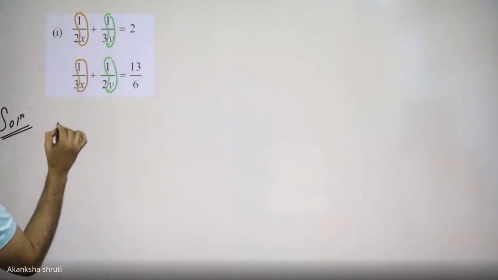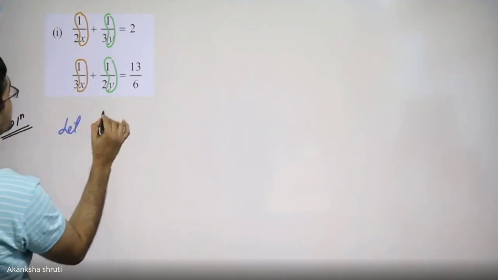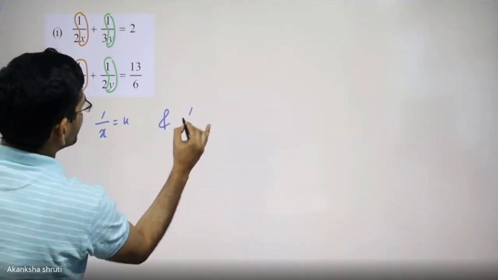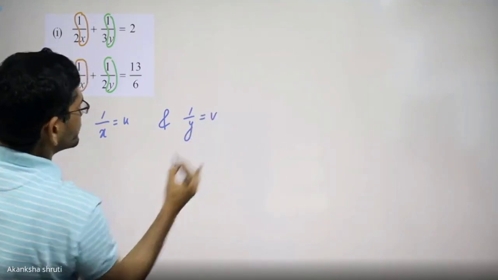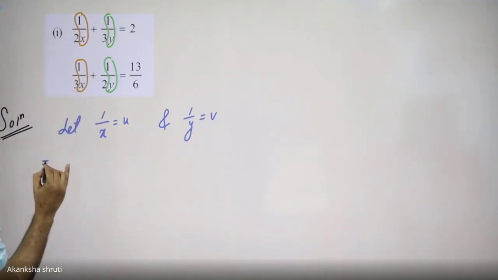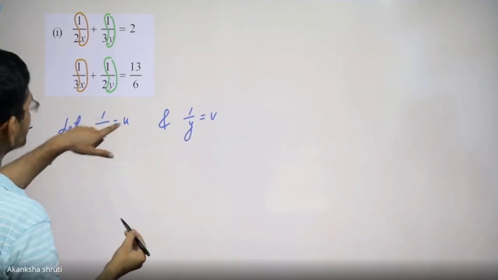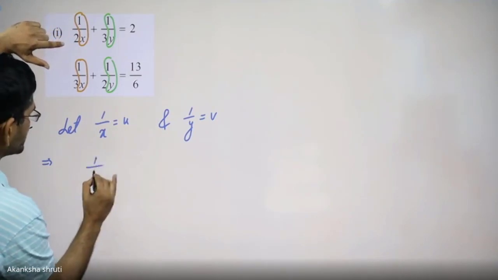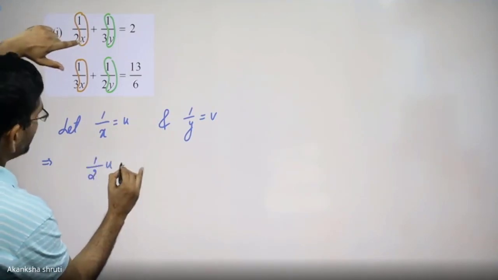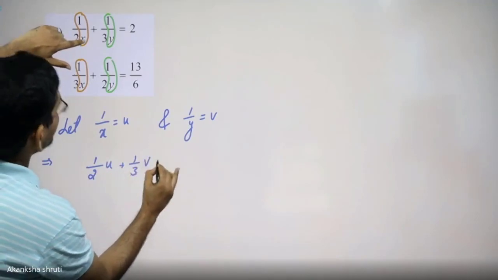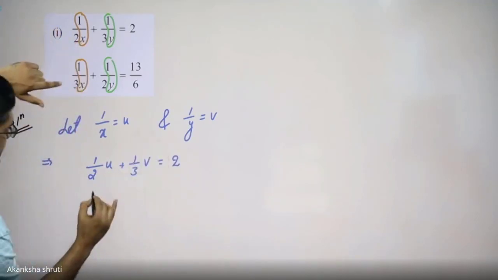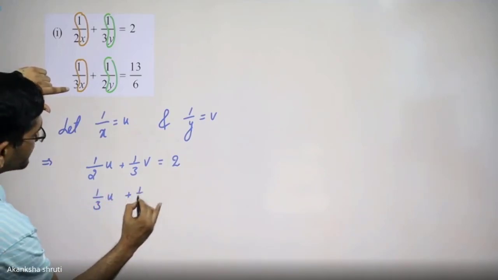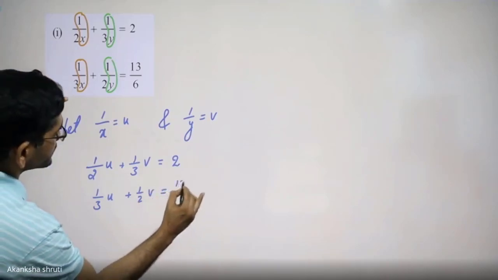So the proper substitution for us is, let 1 by x be equal to u and 1 by y be equal to v. This implies, substituting 1 by x as u, whatever these coefficients are, it becomes 1 by 2 u plus 1 by 3 v is equal to 2, and the second equation becomes 1 by 3 u plus 1 by 2 v is equal to 13 by 6.